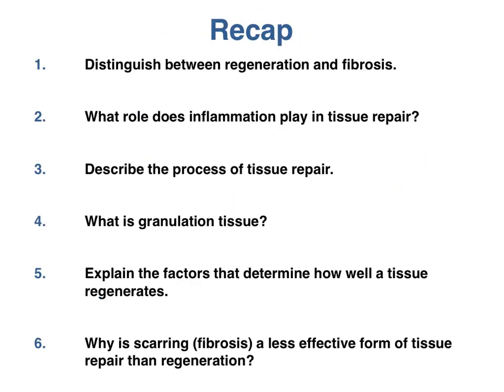Alright, after studying this video, you should be able to distinguish between regeneration and fibrosis, talk about how important inflammation is to tissue repair, describe in general terms the process of tissue repair, and again, I direct you to that figure 5.14 in your text. Talk about granulation tissue, what that is, explain the factors that determine how well a tissue regenerates, and discuss why fibrosis is a less optimal outcome than regeneration. This goes along with distinguishing between regeneration and fibrosis.